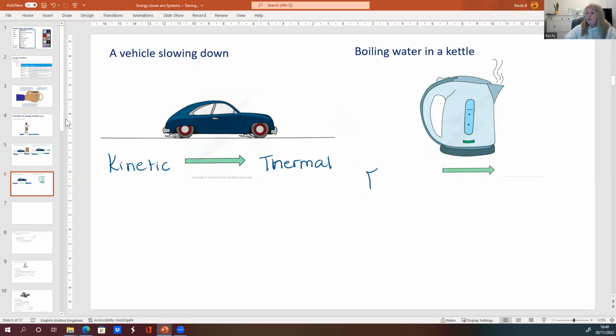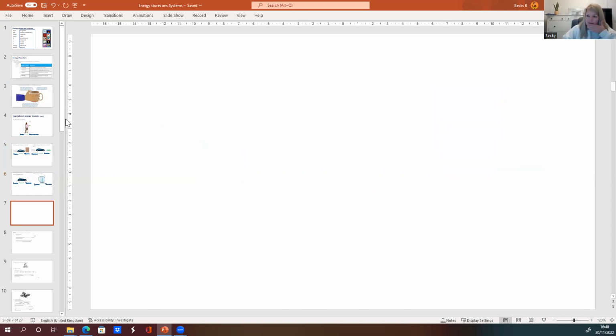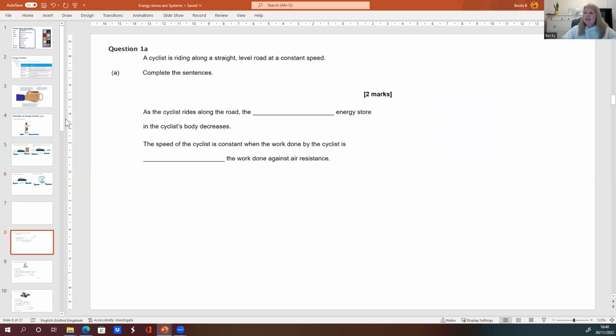Boiling water in a kettle, we supply it with electrical. What we want to achieve is the thermal. We may get a bit of sound, we may get a bit of light. Hopefully that's giving you a couple of links to some real life examples. If you get a question about energy transfers, as you will see here, they tend to be quite straightforward.